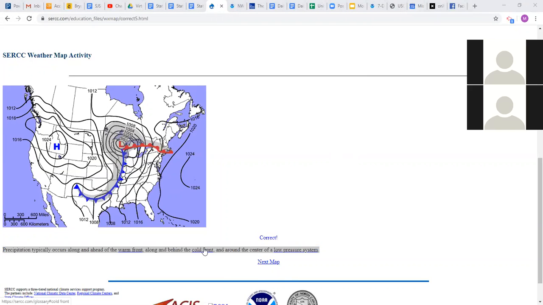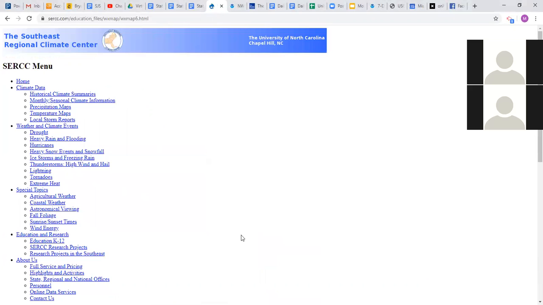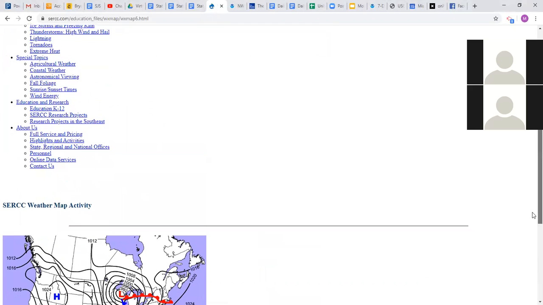Here, I'll copy and paste it. Let's see. So, good suggestion, Carson. There it is. And as I move on to the next map, the chat contains the note.